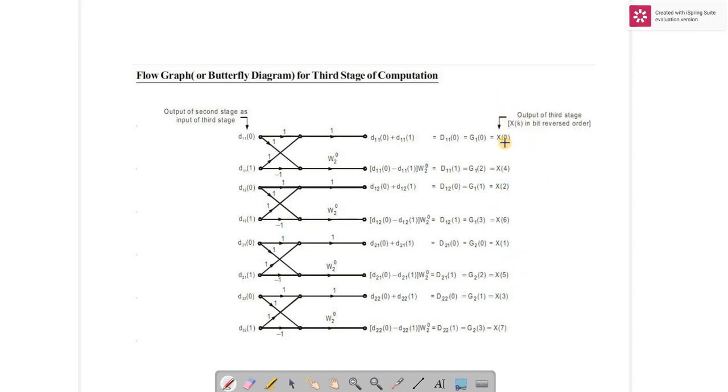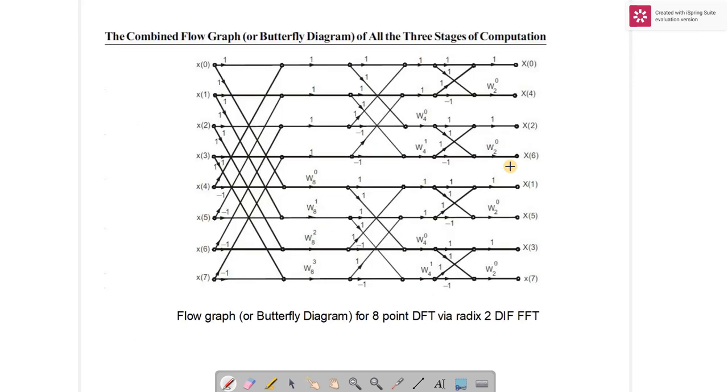Because initially we have not done the bit reversal, finally we have this answer in order, and it is ordered from x of 0 to x of 7. This is the complete structure of the decimation in frequency algorithm.